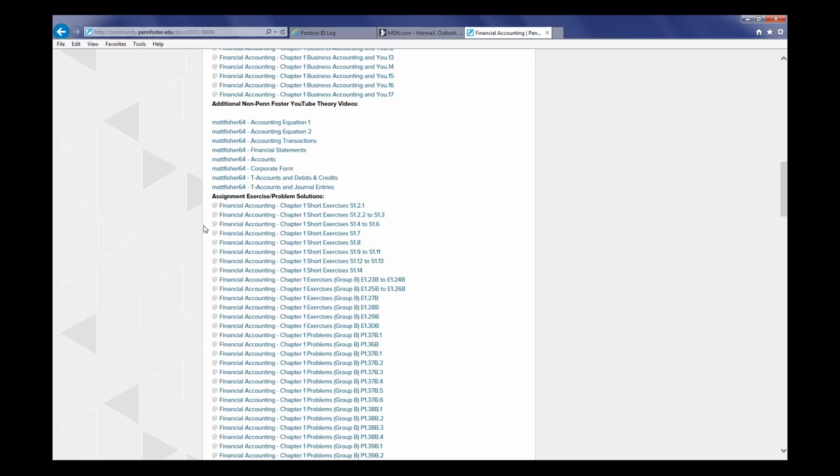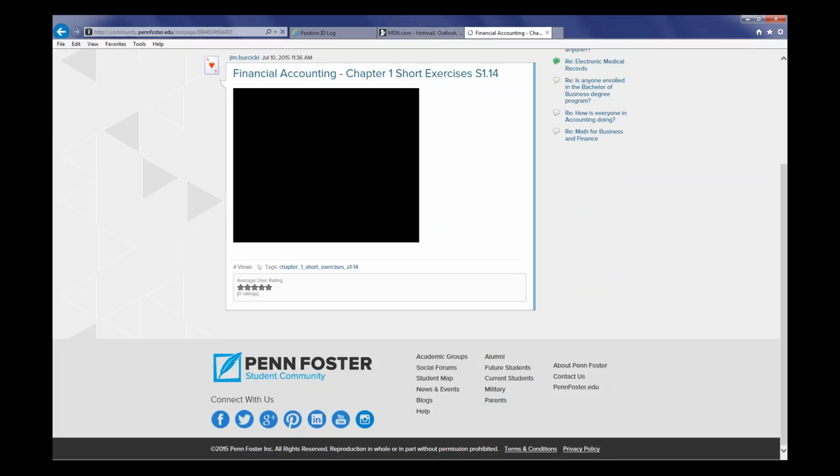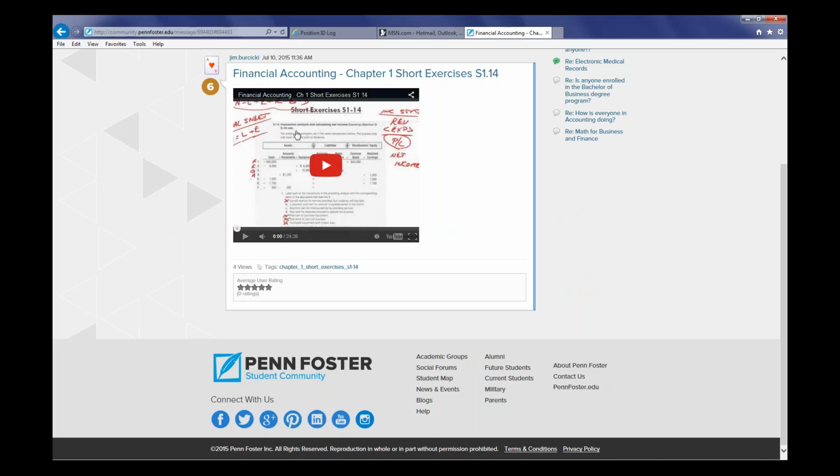So, if you had a problem with this short exercise, and I'm just going to pick S1-14 here. See, it just took me to this YouTube video, and as you can see, the problem is on the screen, and you also see my scribblings from when I'm working it out. And so you can watch the video and understand what I'm getting at.